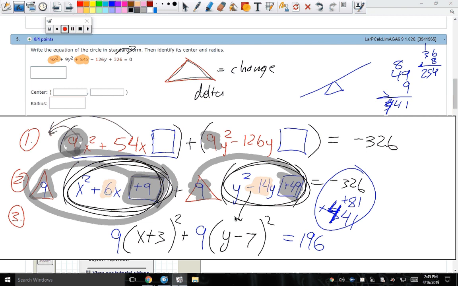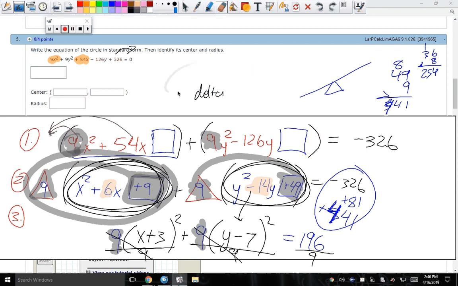Okay. Now look. This is not a circle right now, technically, because of the fact that circles don't have a coefficient here. So I need to divide everything by what? 9. That means this divided by 9 makes it go to 1. This divided by 9 makes it go to 1. And with the calculator, what's 196, please, divided by 9? What?